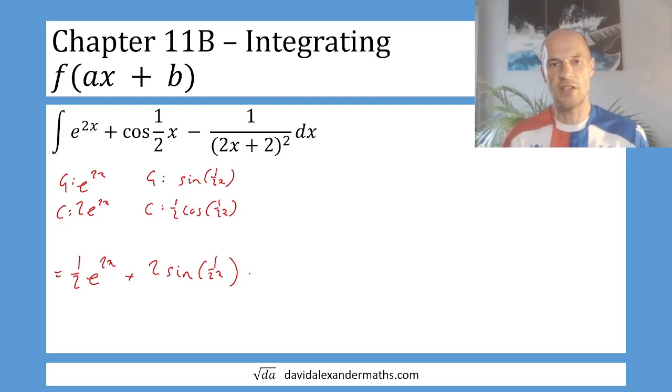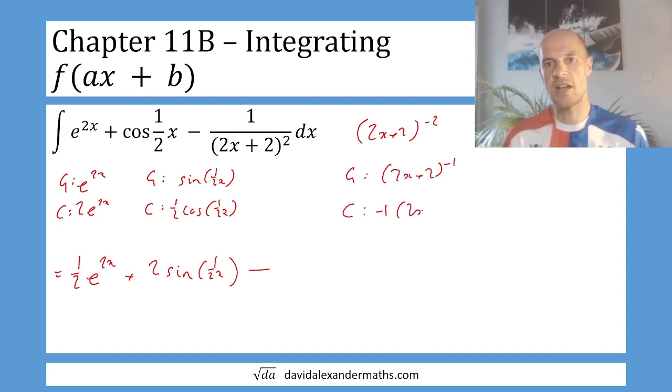Okay, let's have a look at this one. So I'll just put in the minus sign. Just remember that 2x plus 2 squared is 2x plus 2 to the minus 2. So a good guess would be 2x plus 2 to the power of minus 1. Let's check this. So that's going to be minus 1 lots of 2x plus 2 to the power of minus 2 multiplied by 2. So that is going to be minus 2.